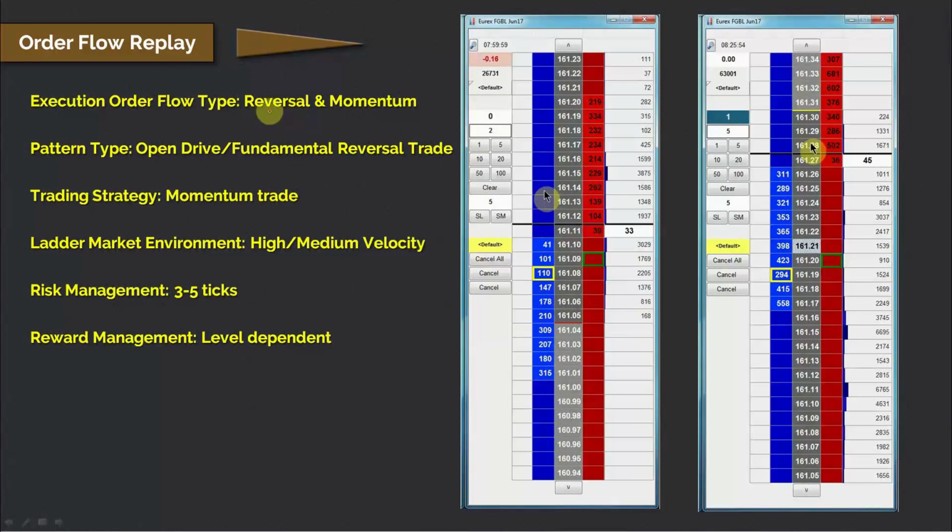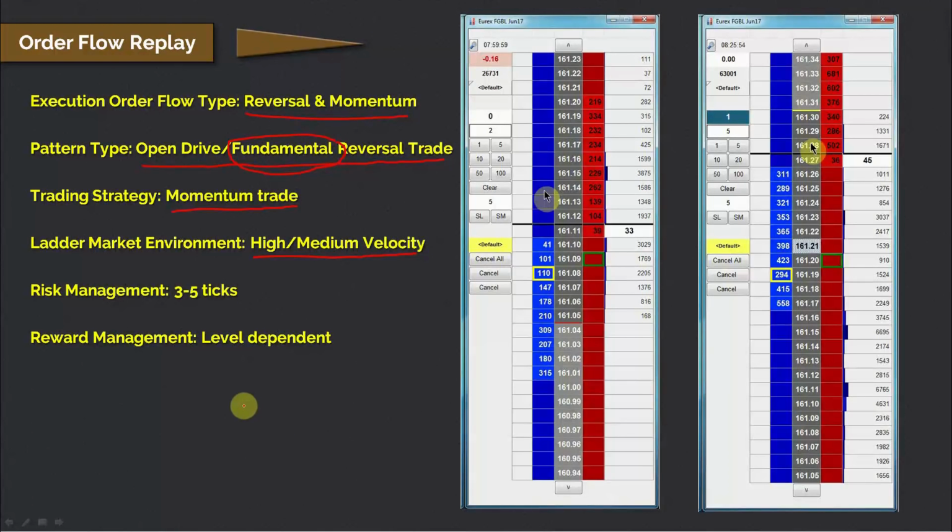Like I said, guys, it's a reversal momentum trade. It is an open drive / fundamental reversal trade. The actual trade type is a momentum trade in its execution, its trading strategy. And to be honest with you, I don't like to see this other than in a high to medium velocity ladder environment. I don't really want to see low auctioning speed. I want to see two-way trade. I want to have a fundamental reason as well alongside the structure and the price action. Don't get me wrong.